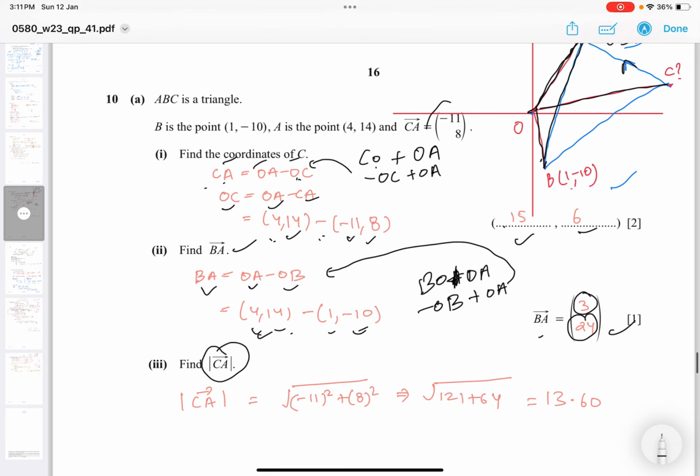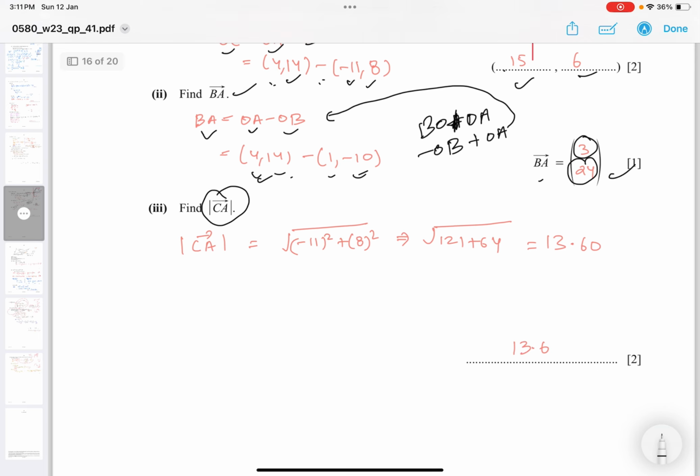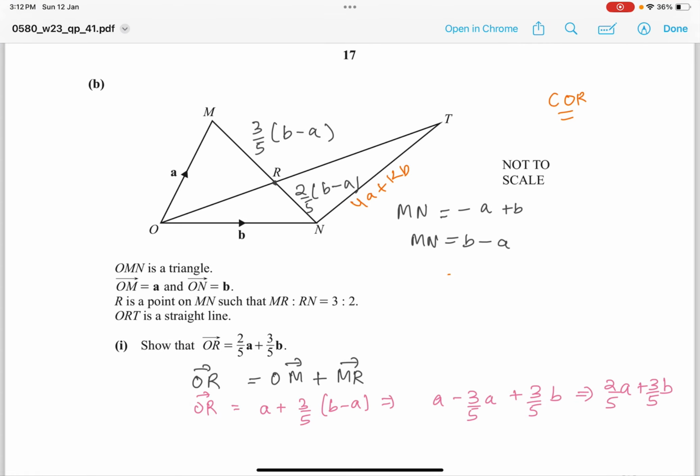So CA has been given to us. How can we find the magnitude? We have to just square them and take the square root by adding them. Let's jump on to this question now.